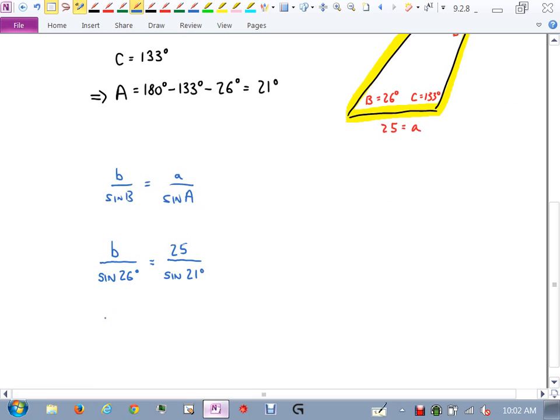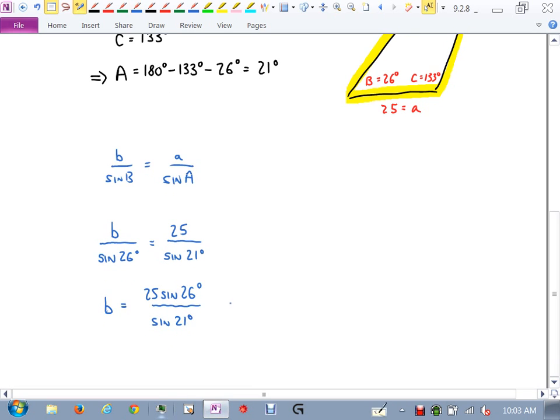Solving for B, I get 25 sine of 26 over sine of 21. So get on your calculator and do this. Anybody else get 30.58? Yes? So B is 30.58 feet, right?